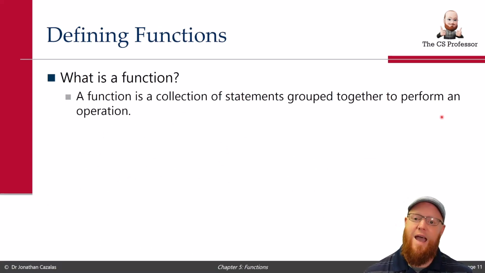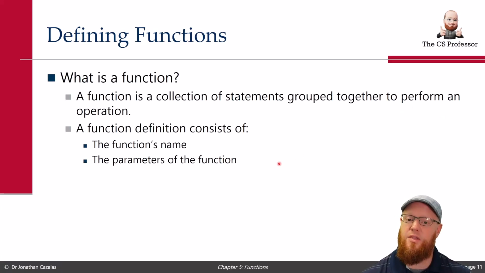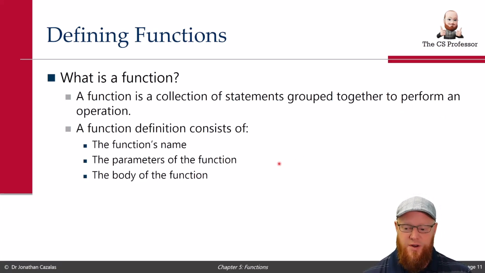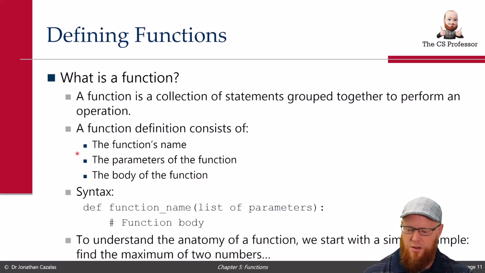In Python, we need to actually define this function. A function definition consists of the function's name, the parameters that we will send to the function, as well as the body of the function. Here's the overall syntax. We type the define keyword, def. We then give the name of the function. Inside the parentheses, we list out any parameters, the things that we want to send to the function, and I'll cover that in more detail. Then we have the body of the function, which is that collection of statements grouped together to perform a particular task.